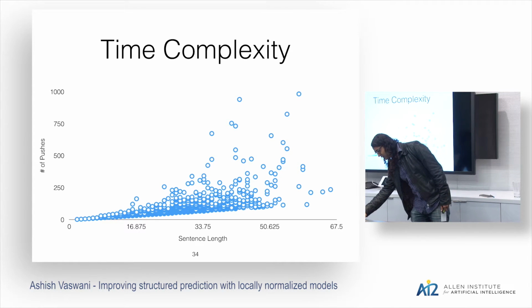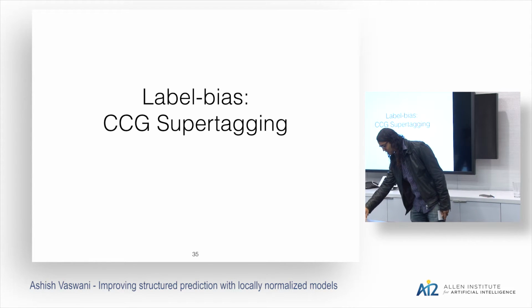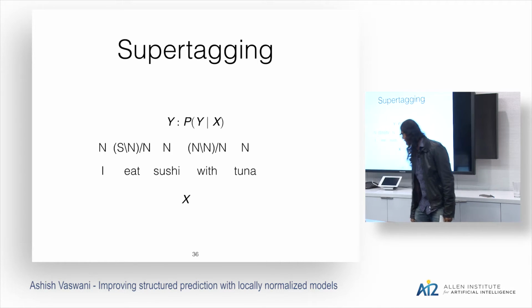So now shifting gears, we're going to go into a more pure neural model. I'm going to talk about pure neural models for CCG supertagging, and I'm going to describe how, if we look at label bias in CCG supertagging, we can improve both CCG supertagging and parsing accuracies as well.